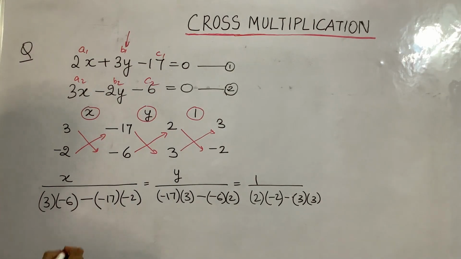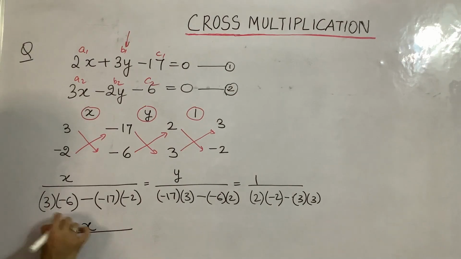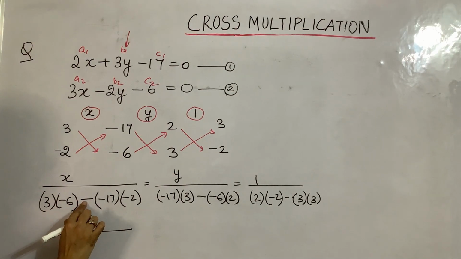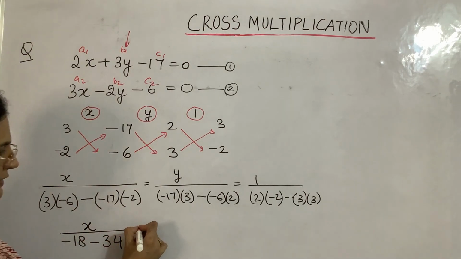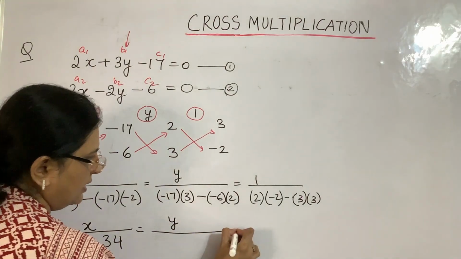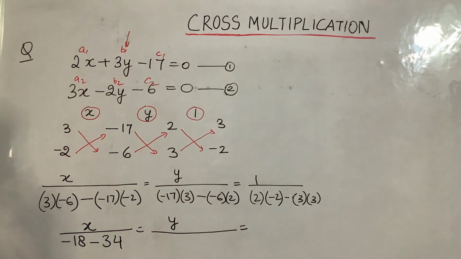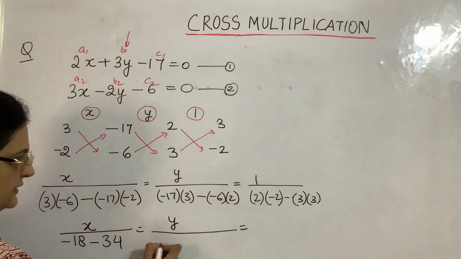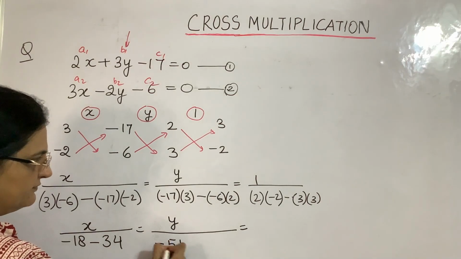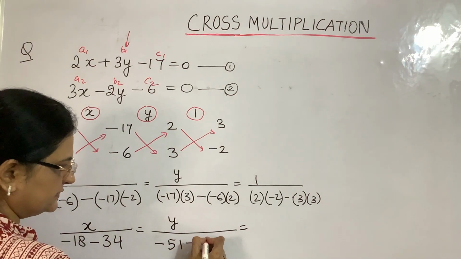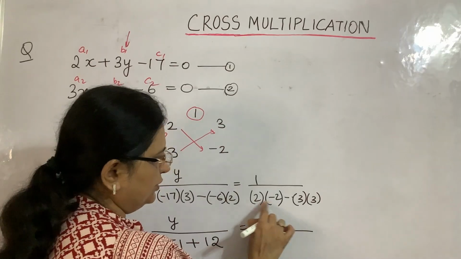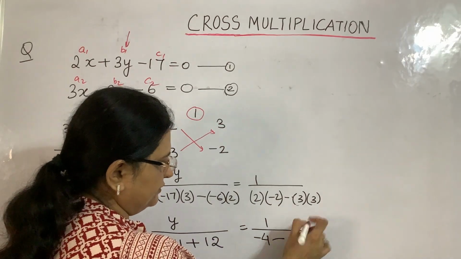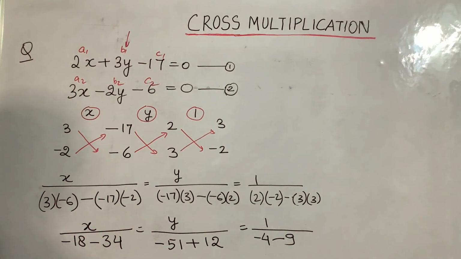Now let us simplify it further. So it is x upon minus 18. How many negatives? 1, 2 and 3. So this makes it 34, is equal to y upon, how many negatives? 1 negative. So this is minus, and 3 sevens are 21. So I get 51. 2 negatives, plus 6 twos are 12, is equal to 1 upon 2 into minus 2 is minus 4, minus 3 threes are 9.